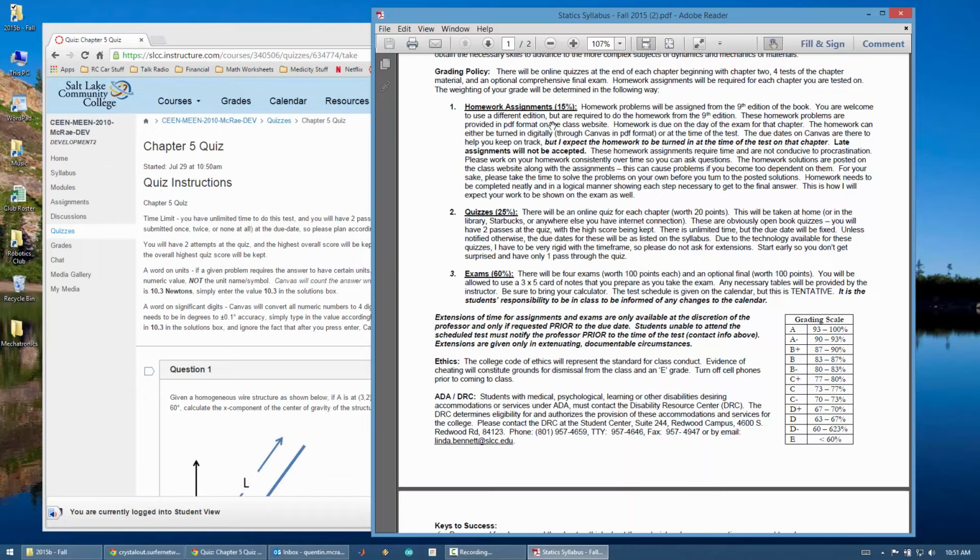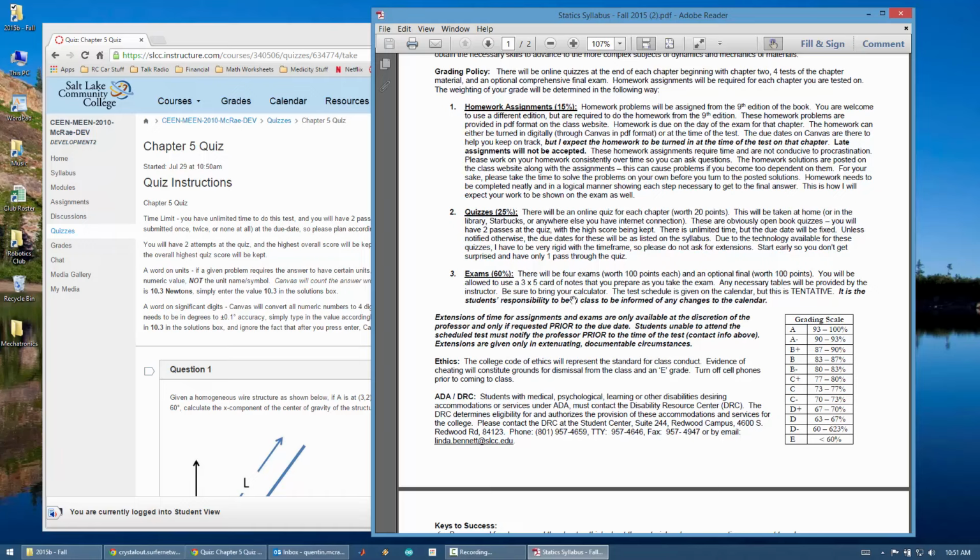Here's the kind of big picture idea. Homework should be easy, 15%. That should be a gimme. Quizzes are going to be a little bit more challenging. You have time, and you have open book, open resources, but it's a little harder because you don't have the answers. And then finally, we're going to have exams.